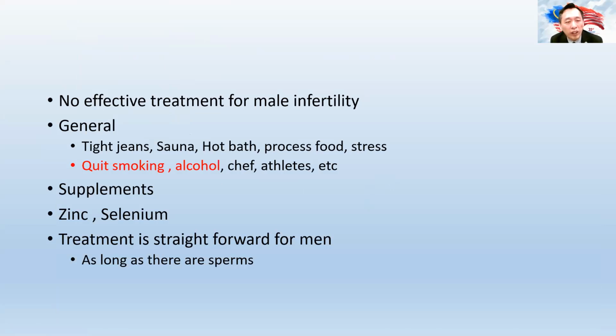Generally, avoid wearing tight jeans, avoid sauna, processed food, fast food, and you should quit smoking and alcohol, and not quit your job, because the scrotum and the eggs are too near the stove. Sometimes the structure can be affected. You can take some supplements, selenium. And as long as there's a sperm, the treatment for male infertility is straightforward.